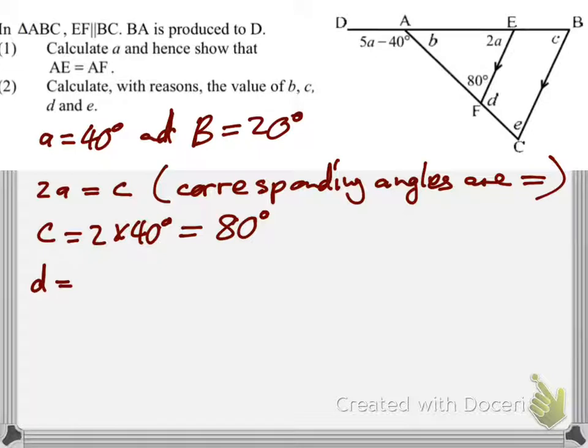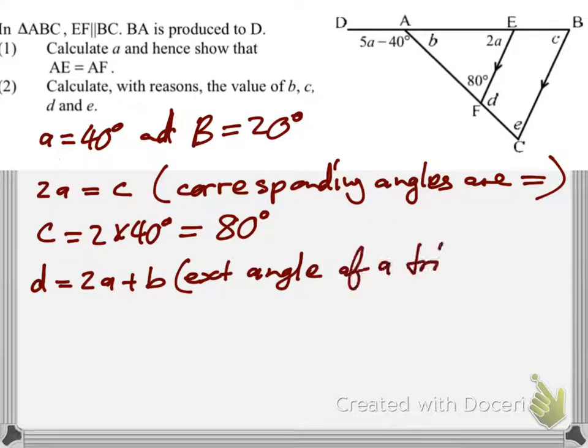Those are corresponding angles. Remember, corresponding angles are equal. So my C will be 2 times 40, which is 80 degrees. And then my D will be equal to 2A plus B, which is the external angle of a triangle.